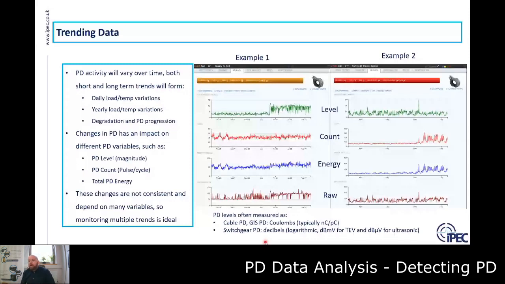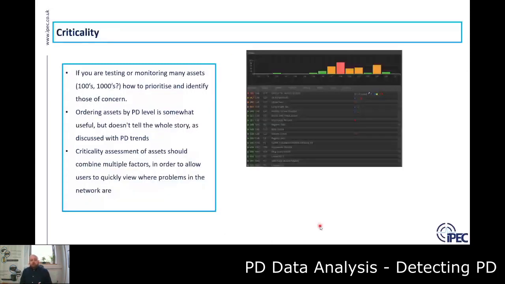Then finally, on that first detection, it's great that we can now detect PD. And second level, we can now trend it over time. But then maybe we're monitoring hundreds and hundreds of assets. IPEC's permanent monitoring system, for example, we've installed around the world. Or even if you look at a particular network, it's probably more applicable. In London, for example, we have about 80 permanent monitoring systems installed. There's over 3,000 assets, I think, on the network.